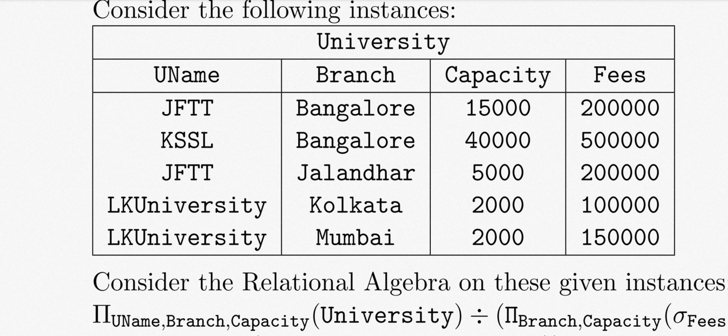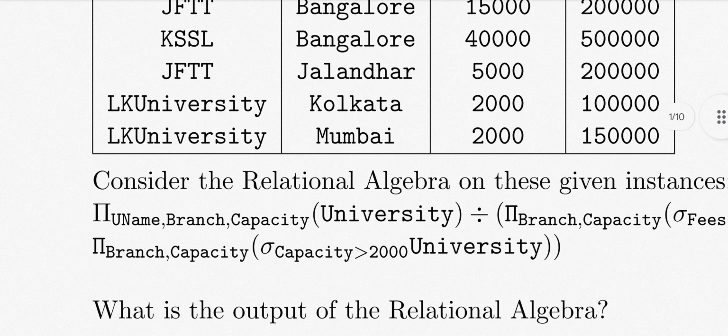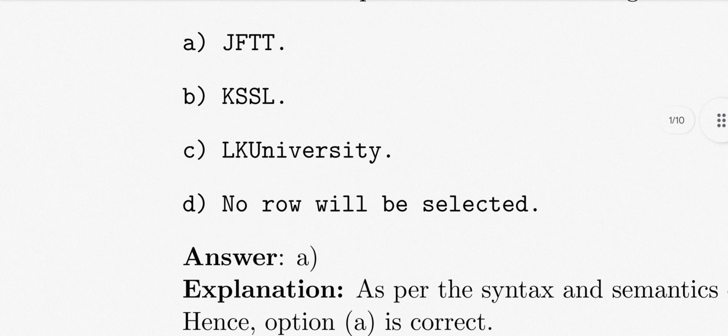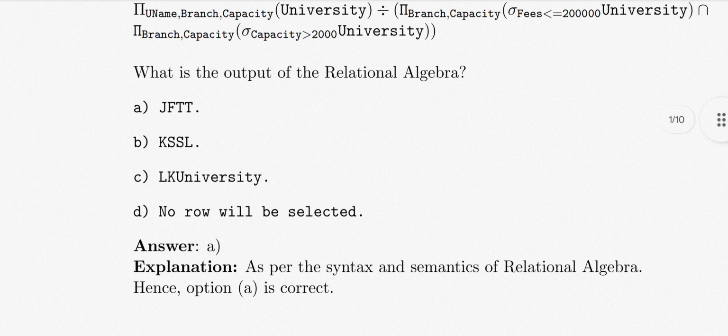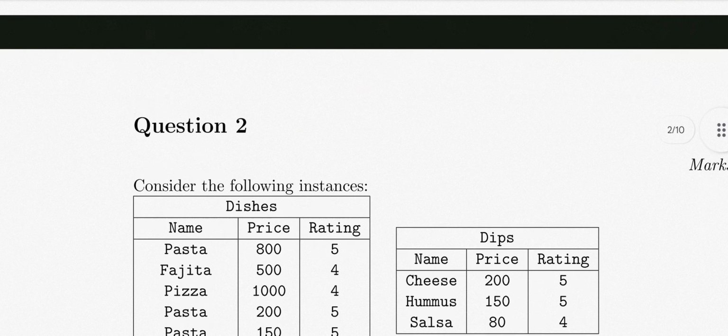Here we can see JFTT is common for Bangalore 15,000 and Jalandhar 5,000. So JFTT will be the output. So the option is A. Now let's move to question number 2.